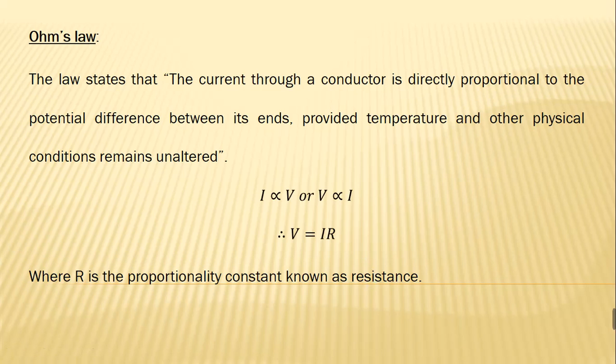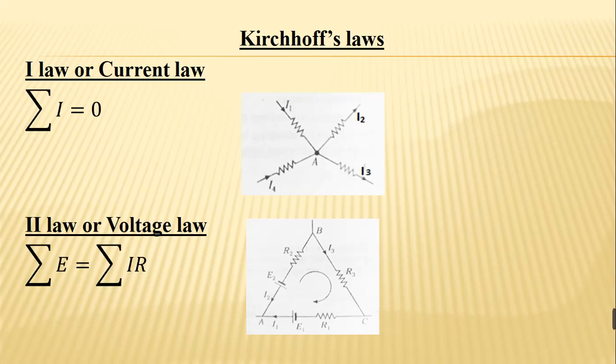Okay, so next we shall try to recollect Kirchhoff's laws. In order to analyze a network, Kirchhoff introduced two laws. The first law is also known as the current law, and the second law is also known as the voltage law. The current law states that the algebraic sum of the currents at a node, so this point A is known as a node, in an electrical network is 0.